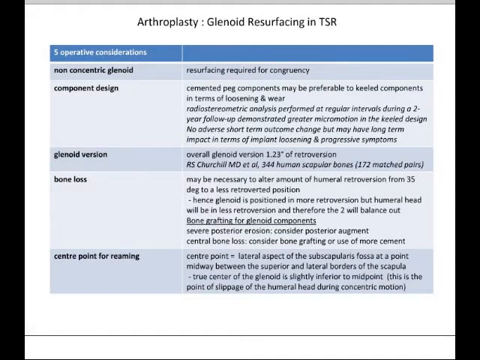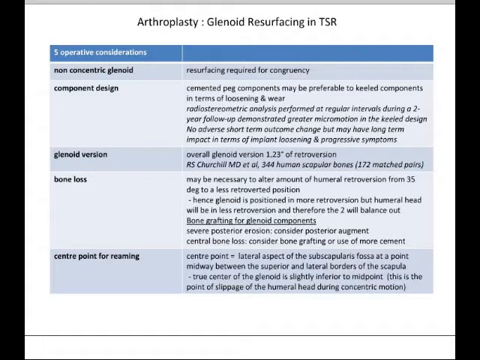You want to get your glenoid version right, so you're looking for a version of around 1.23 degrees of retroversion. That's in a large CT study, sorry, not cadaveric study, looking at 344 human scapular bones. You also want to consider bone loss, and it might be necessary to alter the amount of humeral retroversion that you have to a less retroverted position.